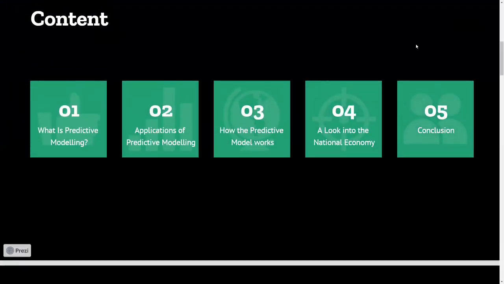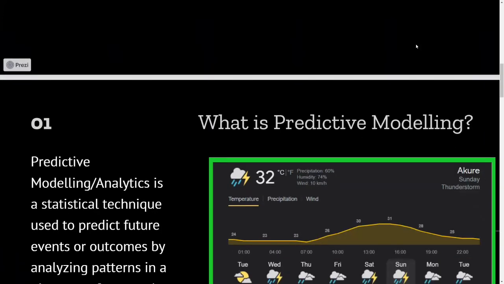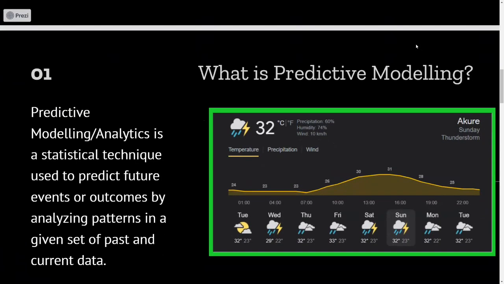Quickly, we are going to have 5 different sections in this talk. First, we're looking at what is predictive modeling, some of its applications, and how the predictive model works. Then we're looking at the national economy, and then we're making our conclusions from what we've learned so far. Okay, first up, let's start with what is predictive modeling.